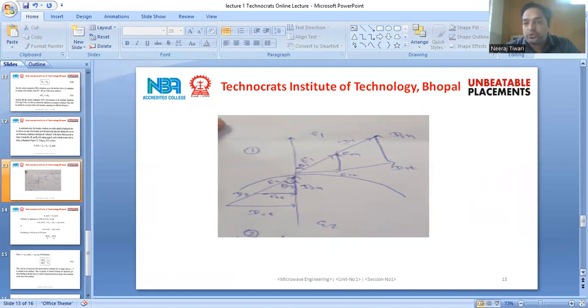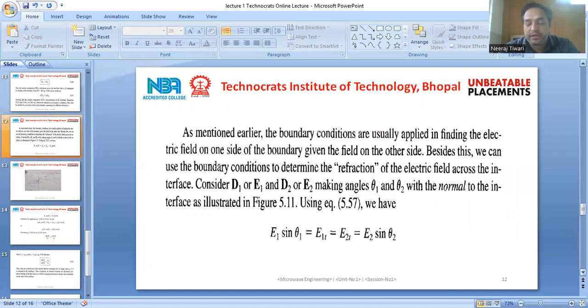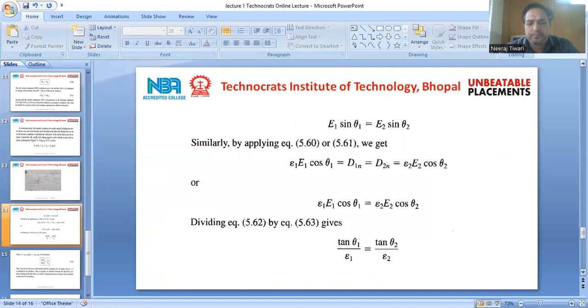So what equation can you write by looking at this diagram? It's E1 sine theta 1 equals E1t equals E2t equals E2 sine theta 2. As we know, sine theta is perpendicular upon hypotenuse. So you can easily calculate by perpendicular upon hypotenuse from the previous diagram I have shown you. Finally you will get E1 sine theta 1 equals E2 sine theta 2.